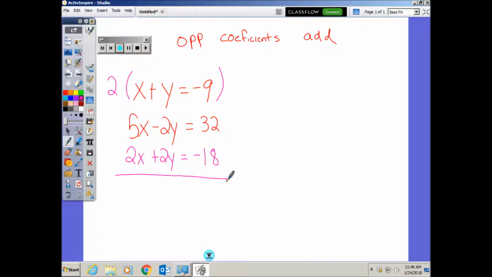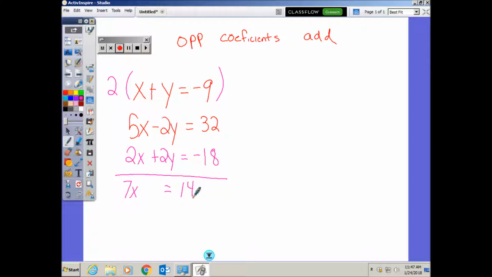This allows me to have one set of coefficients, the y values, cancel out. I'm adding. Some students get confused and they say, well, Mrs. Fogg, am I adding or subtracting? Well, what do you need to do to cancel those out? If you get confused about adding or subtracting, just think about it as combining like terms. Combining a -2y and a 2y will cancel them out. So combine a 5x and a 2x, you get 7x. Combine a 32 with -18, you get 14.